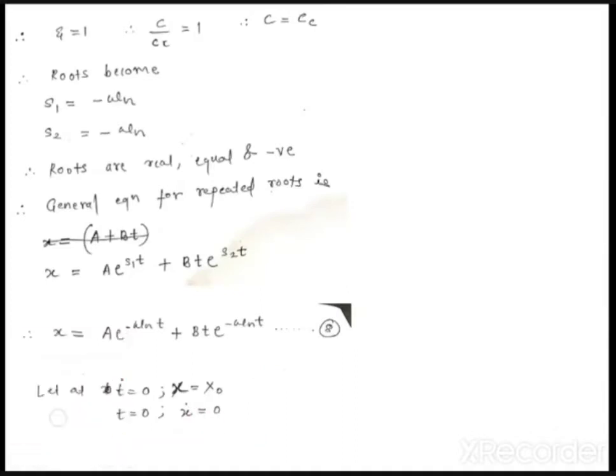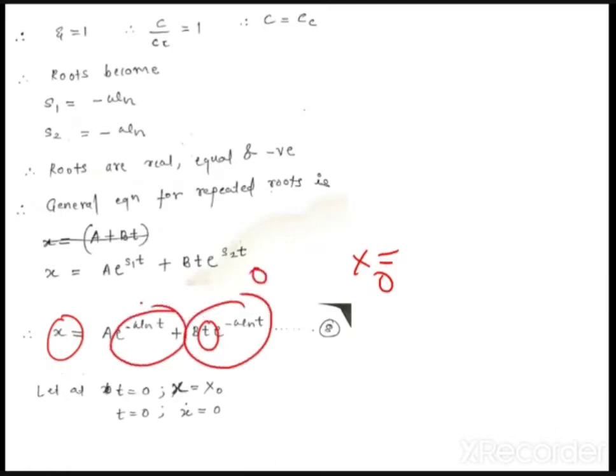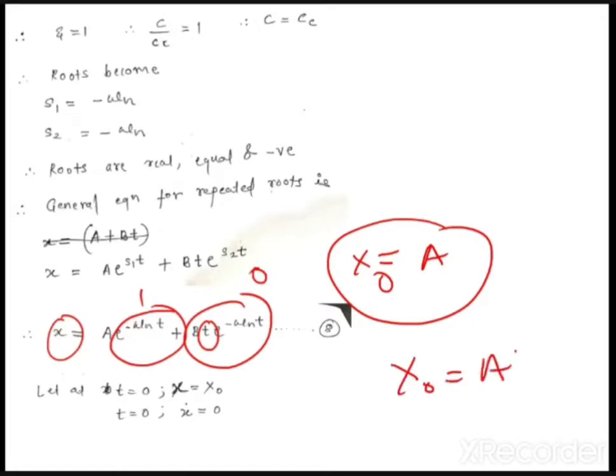So anybody tell me what will happen? So you'll get x is equal to what? X is equal to x0. Now here t is equal to 0, so the t term will become 0 and the exponential term will become 1. So x0 is equal to A. So this is the first condition. So what is A? A is x0.